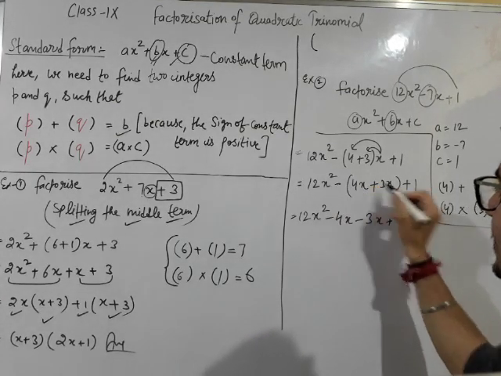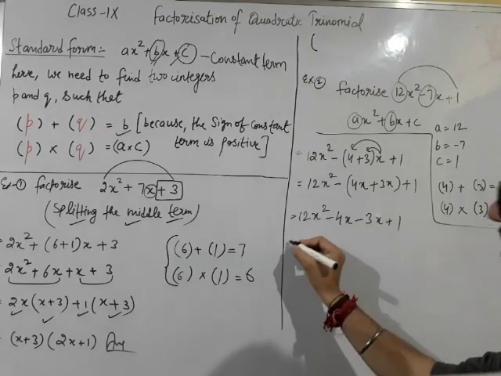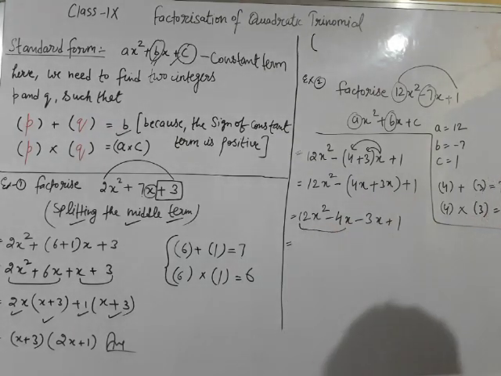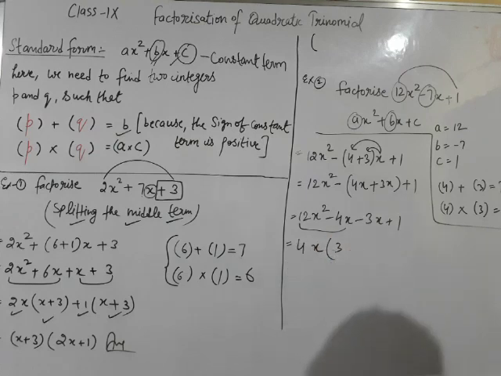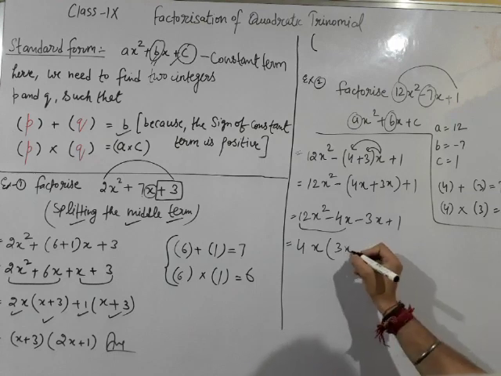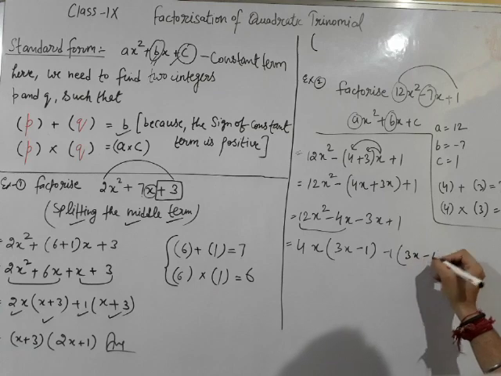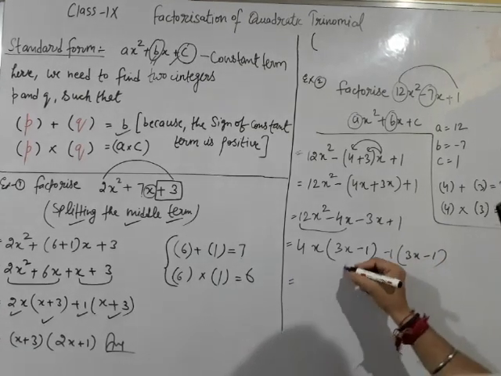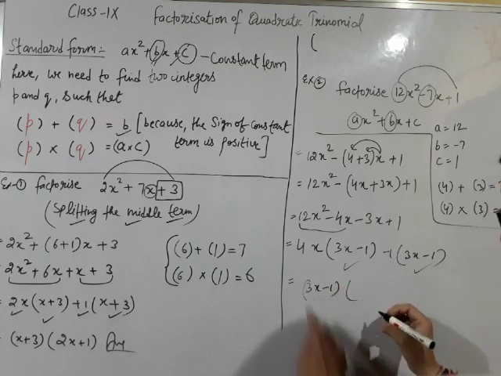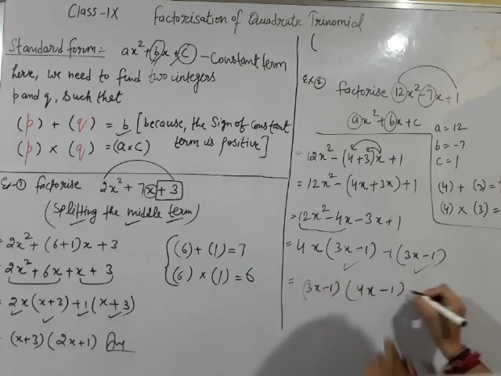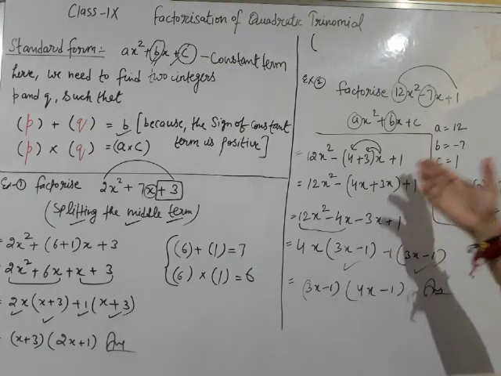Due to this minus, the sign of the interior terms has been changed. Now take out common from the first two terms. It is 4x. When we have taken 4x, the left factors are 3x minus 1. Take out minus 1 common from the last two terms, 3x minus 1. And now we have 3x minus 1, 3x minus 1 common throughout. What is left? 4x minus 1. That is the required factorization of the given quadratic trinomial.